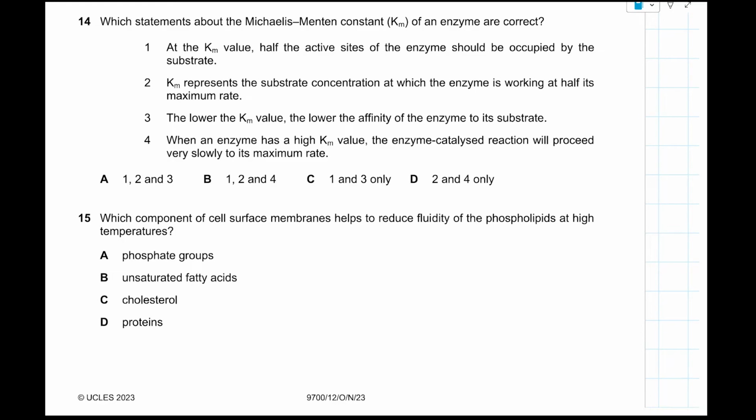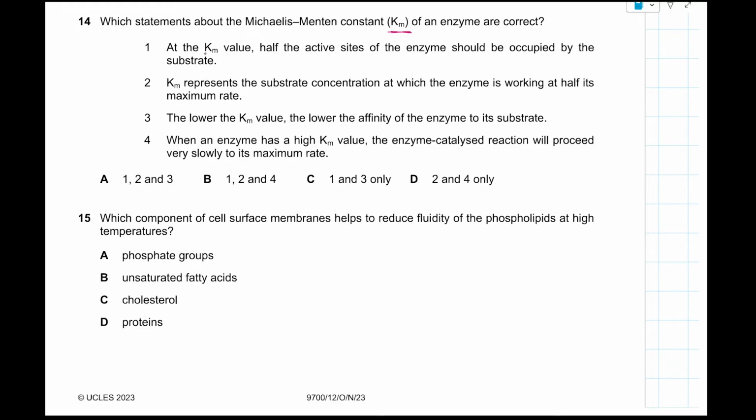Question number 14. Which statements about Michaelis-Menten constant of an enzyme are correct? So, Michaelis-Menten constant, or Km, is the substrate concentration where an enzyme operates at half of its Vmax, or maximum rate. And Michaelis-Menten constant is a measure of the efficiency of the enzyme, because the lower the Km, the higher the efficiency of the enzyme, and vice versa. The reason for this is, let's say, the lower the Km, the less substrate concentration is needed to reach half Vmax. So let's see the suggestions that we have here.